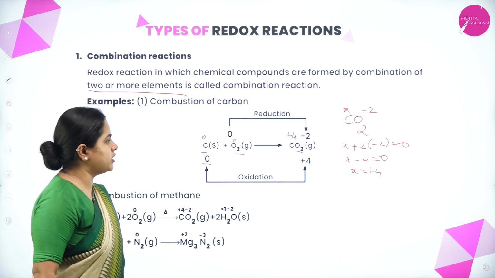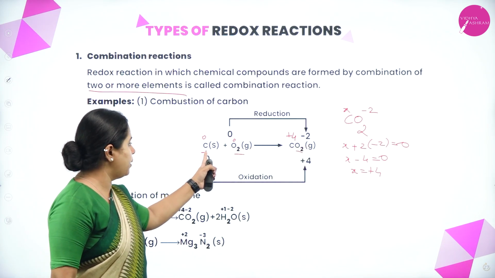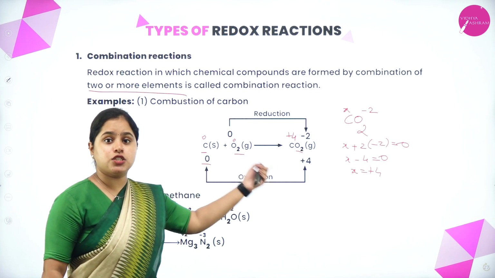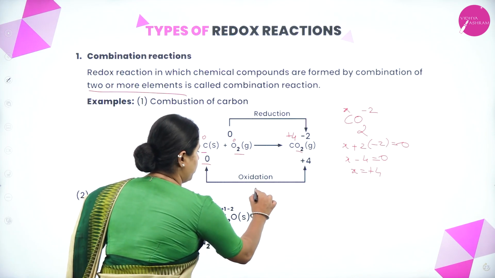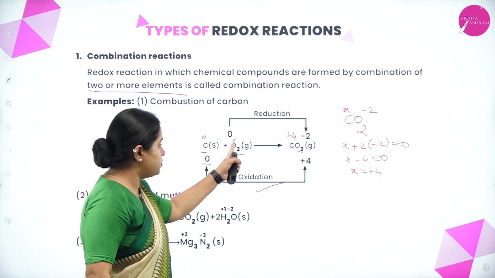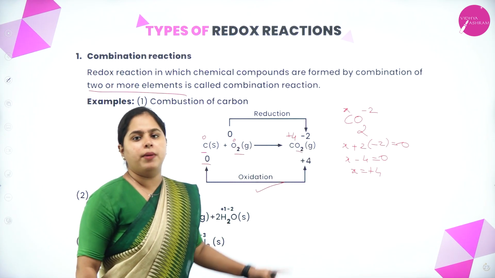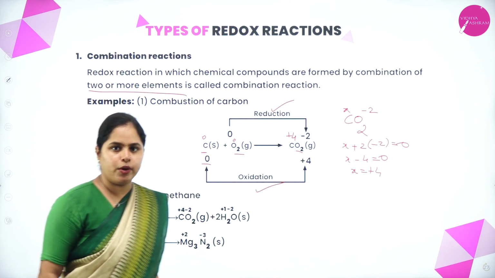So let's see here what is happening. For oxygen, it is -2, right? So what is happening for carbon? The oxidation number is increasing from 0 to 4, so it is undergoing oxidation. Carbon is undergoing oxidation. And for oxygen, from 0, it has reduced to -2. Oxidation number has decreased, so it is undergoing reduction. So I hope it is clear.